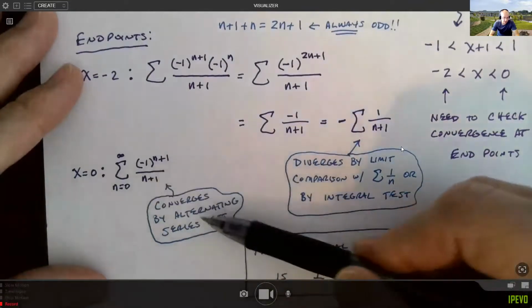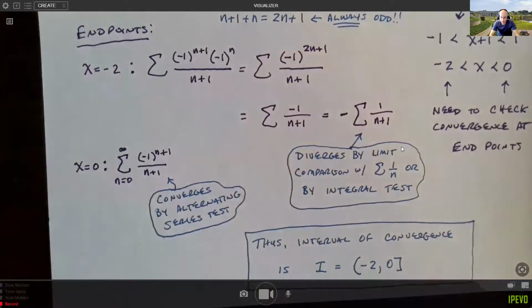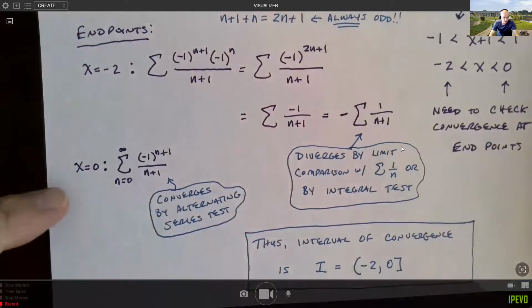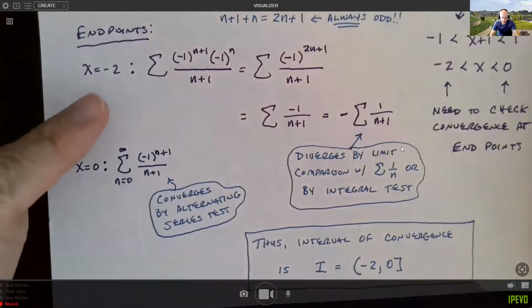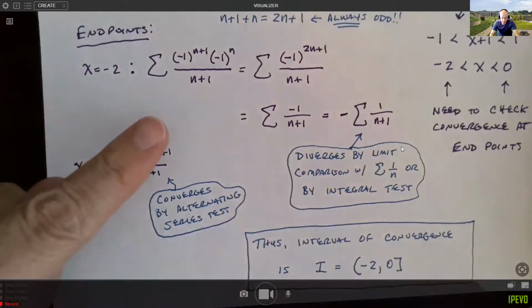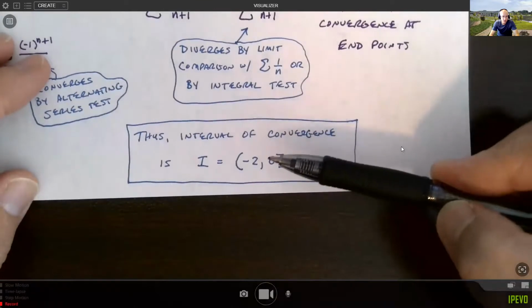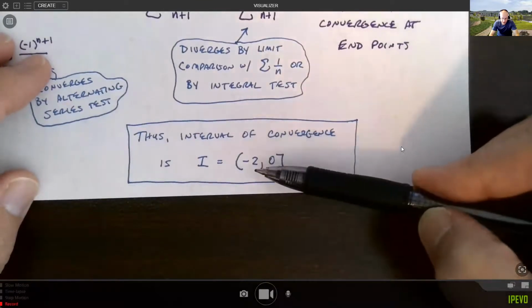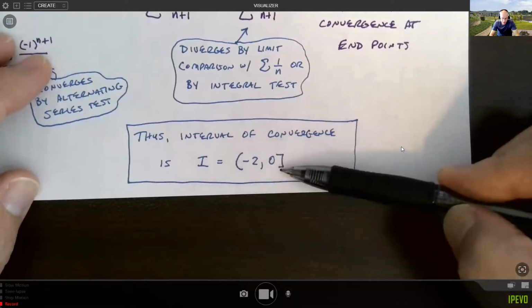But this converges by the alternating series test, because 1 divided by n plus 1 is going to 0 as n goes to infinity, and it is clearly decreasing. So we are going to include the endpoint x equals 0 because we get a convergent series. We are not going to include the endpoint x equal -2 because it is divergent. And so the interval, notice we use interval notation. I'm going to again not include -2, so I use parentheses, comma, 0, include, bracket.